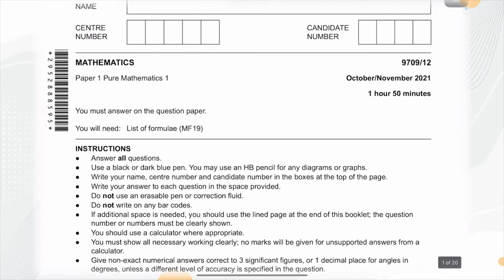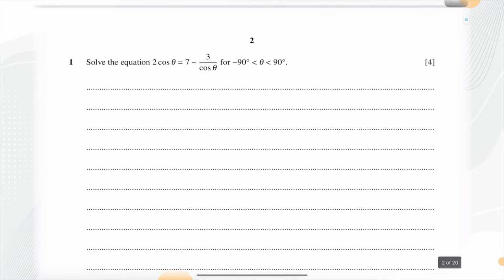Like I said, we're doing October-November 2021, paper 1, variant 2. Alright. So, here's the first question. Trigonometric equations. And the range over here is slightly different than usual. Usually we have from 0 to 360, 0 to 180, but here we have minus 90 to 90.